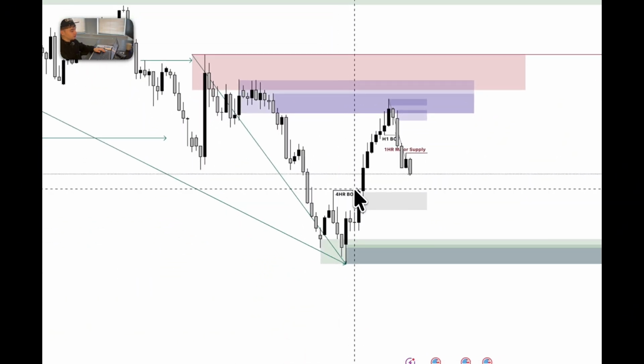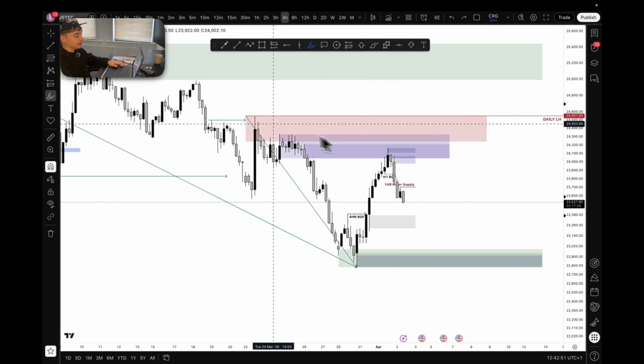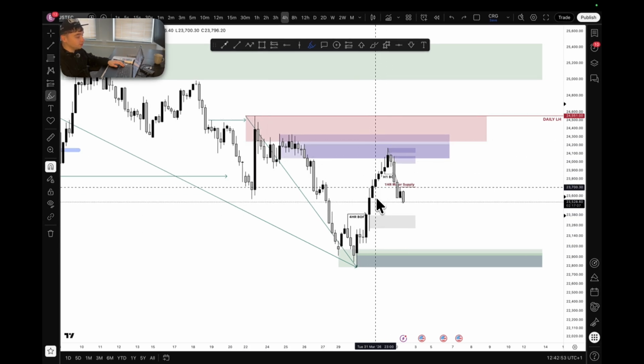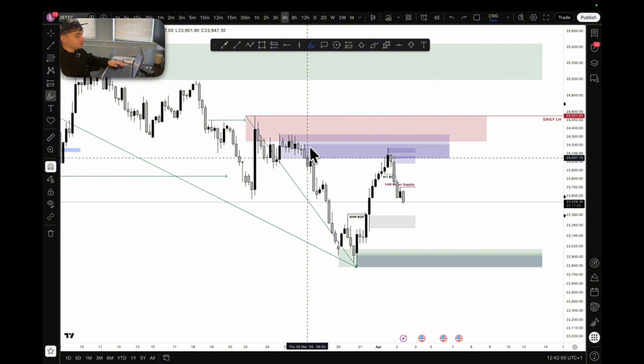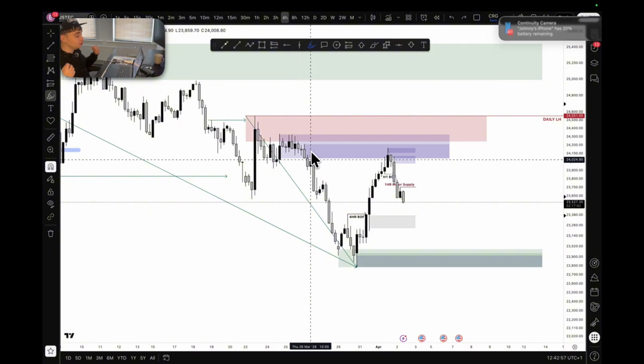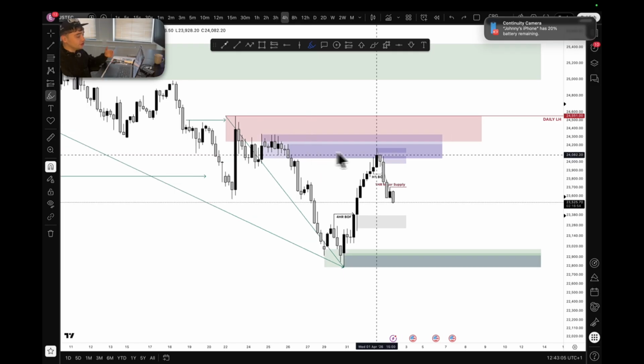Now, once you got this 4-hour break of flow, the 4 hour was retracing against the daily. So you could have looked for buys within this. Just know that this would have been your point where we can anticipate that sellers are going to re-engage from this price point. And as you can see, it literally does that, and it does this all the time.